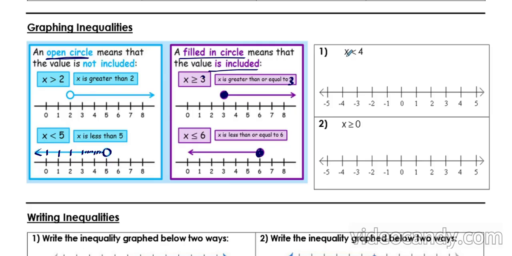So I'm trying to graph this. X is less than 4. I put an open circle at 4 and an arrow going to the left of 4, implying that it could be anything less than 4. X is greater than or equal to 0. It could be equal to 0, so I fill in a circle there, and then draw an arrow going to the right. It could be anything greater than or equal to 0.